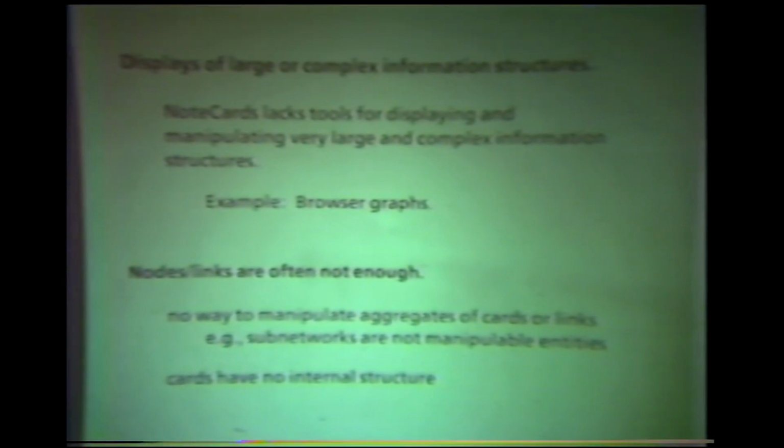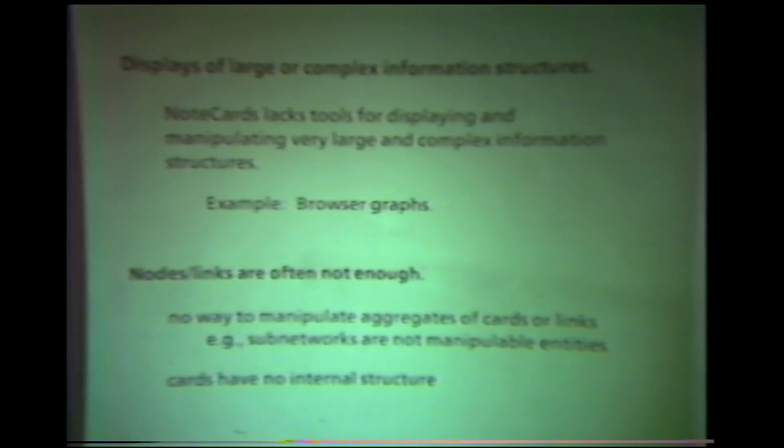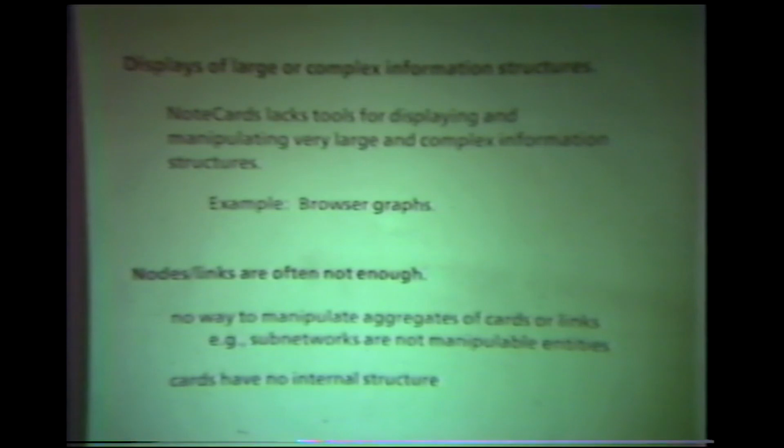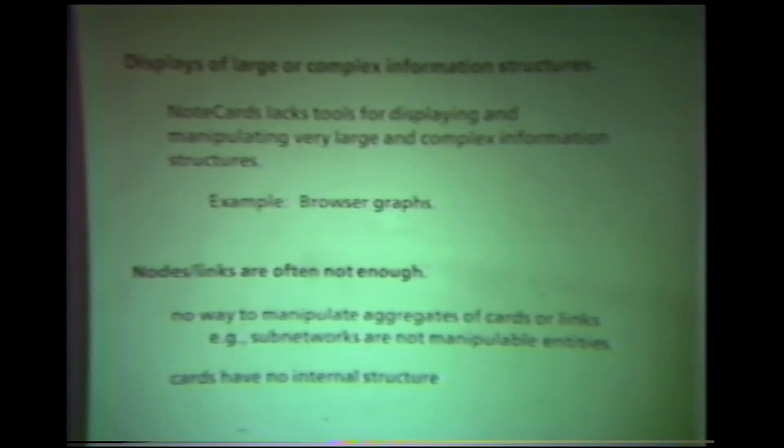The browser graphs can get very large. It's not unusual to have 200-300 nodes in those browser graphs, 10 or 15 of which you can see on your screen at any one time. And so to move around that browser graph, you have to scroll this very small window over a very large space. And Notecards lacks tools for displaying and manipulating these very large and very complex information structures.